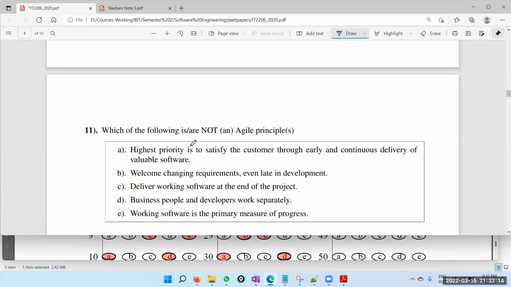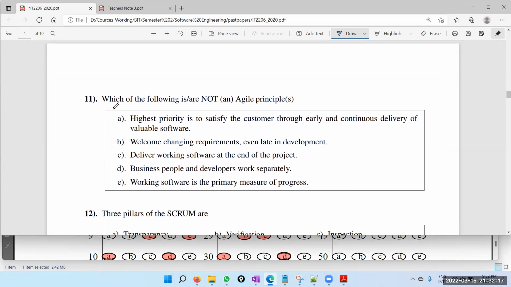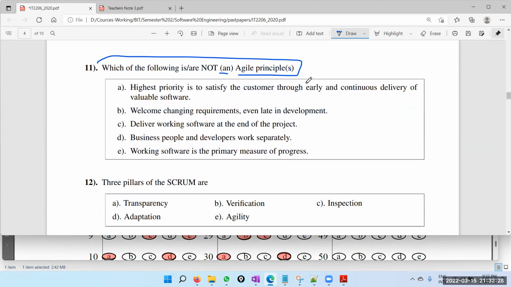Right, so next question. Which of the following is not an agile principle? Highest priority is to satisfy the customer through early and continuous delivery of valuable software. That is correct, right? Customer focus, right? It is not that we develop what we like, what we are good at. No, we develop what the customer really needs. Right? So that is correct.